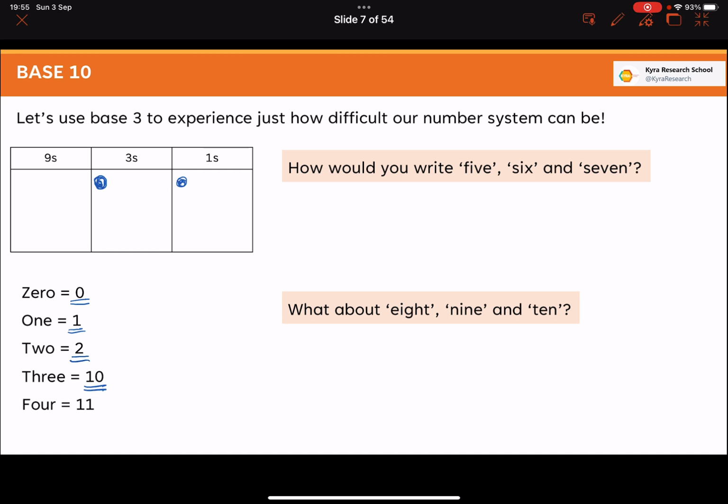So let's have a go at feeling what it's like for a child who's new to this number system. I want you to just pause this video and have a couple of minutes having a look at how you would write 5, 6 and 7 using our base 3 system. And then we'll come back together and look at that.